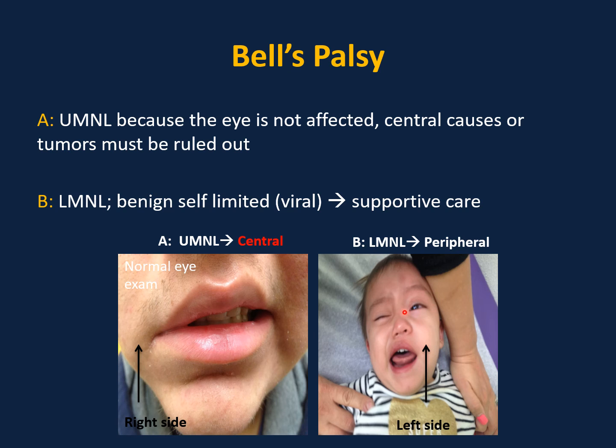This child, while crying, is not able to close the left eye, and also the cry here is unequal. He's pulling more on the right side, so the right side is healthy, and the left side is the side affected here. So this is a peripheral nerve facial palsy, or what is well known as Bell's palsy. The treatment here is supportive. No imaging study is necessary.